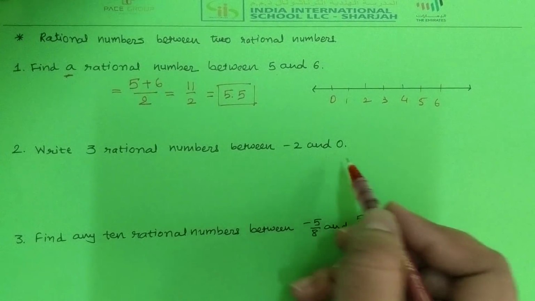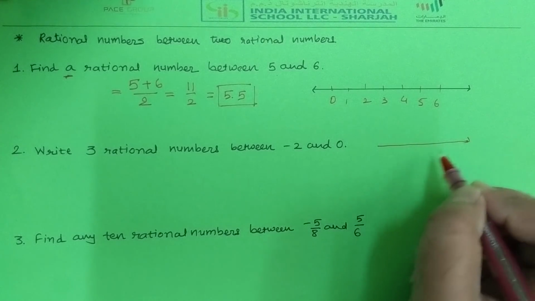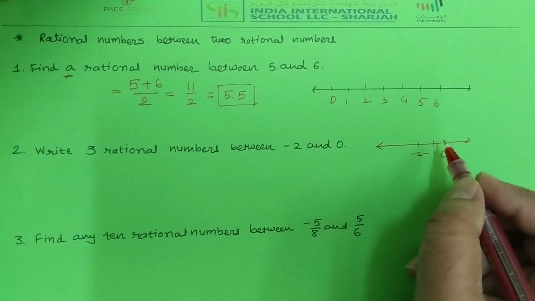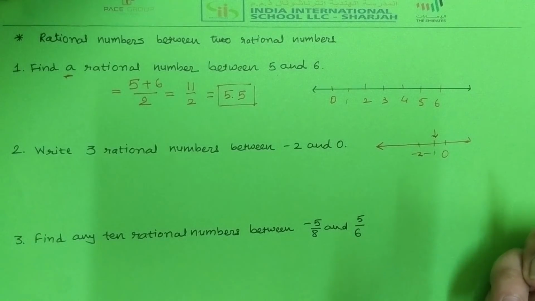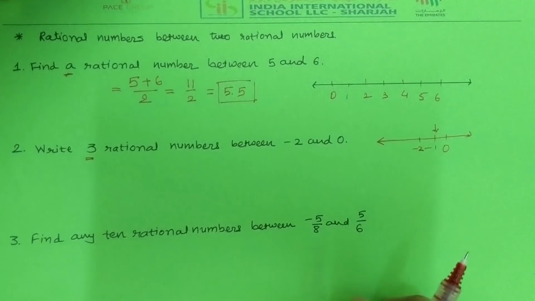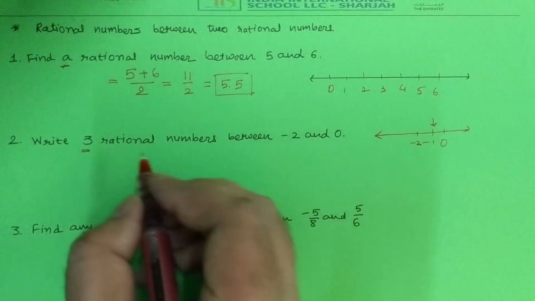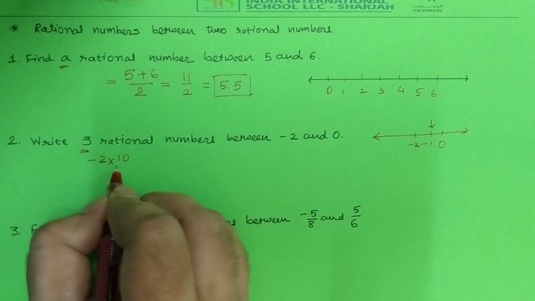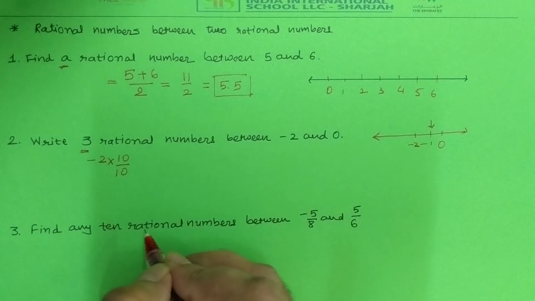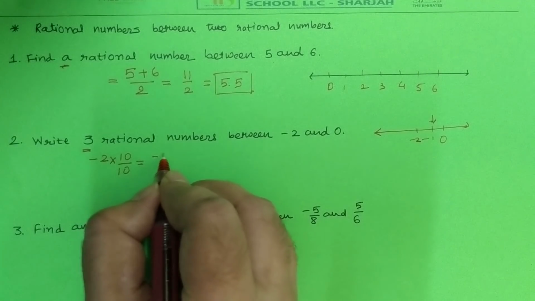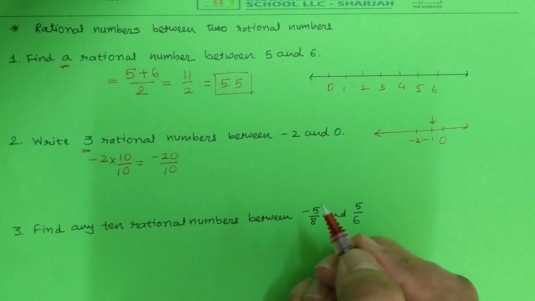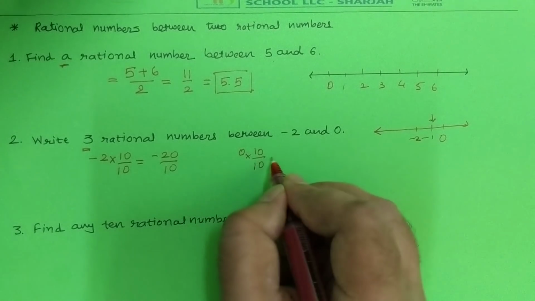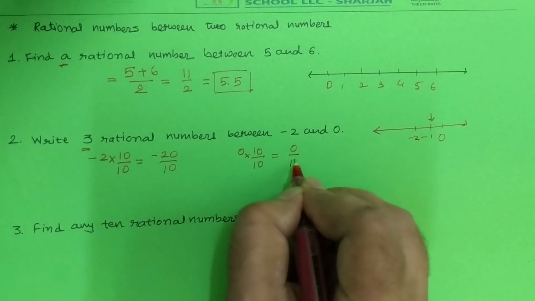between two numbers? So if I represent here, then I'll write 0, minus 1, minus 2. So I have only one number between 0 and minus 2, and they asked three numbers. What will I do? I will write here like this, minus 2, and I will multiply it with 10, and at the same time I will divide it with the 10. Then I can write here like this, minus 20 by 10. For 0, I will multiply it with 10, divide it with 10. I can write 0 by 10.